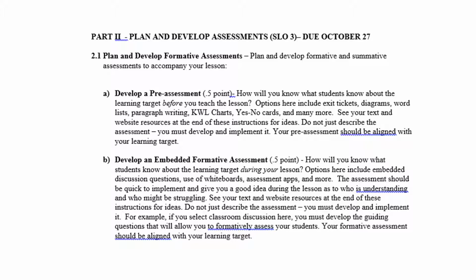You also might use assessment apps. You might use questioning and discussions. You might give homework that's aligned with the learning target. The important thing here is that it occurs during instruction, and that is the sequence of instruction, and it should be aligned with your learning target.